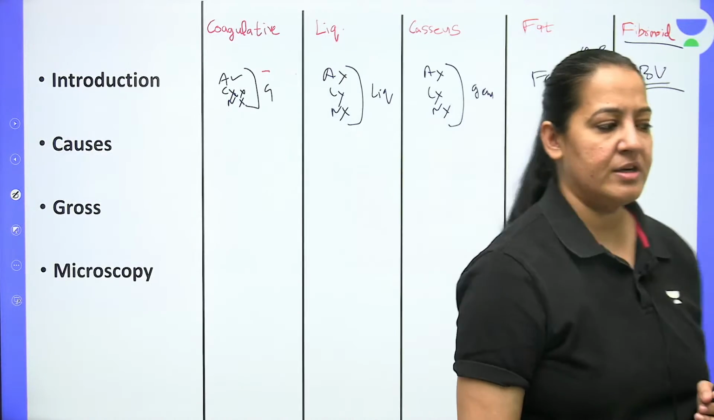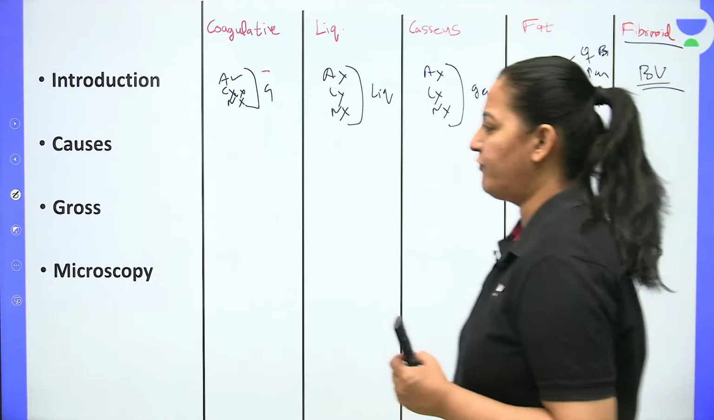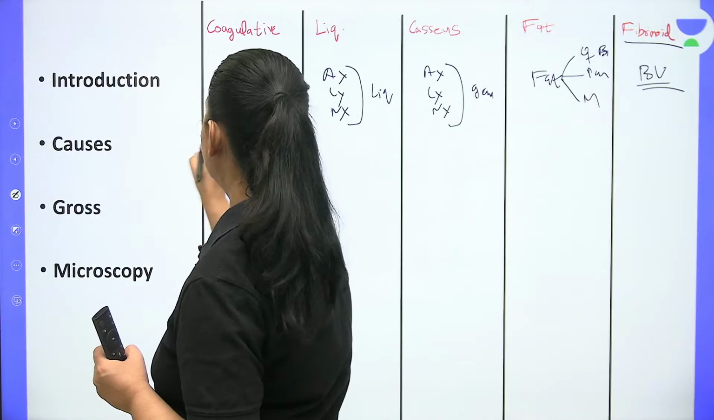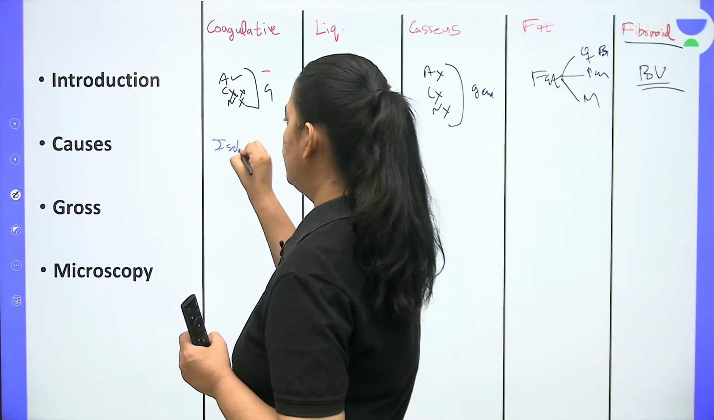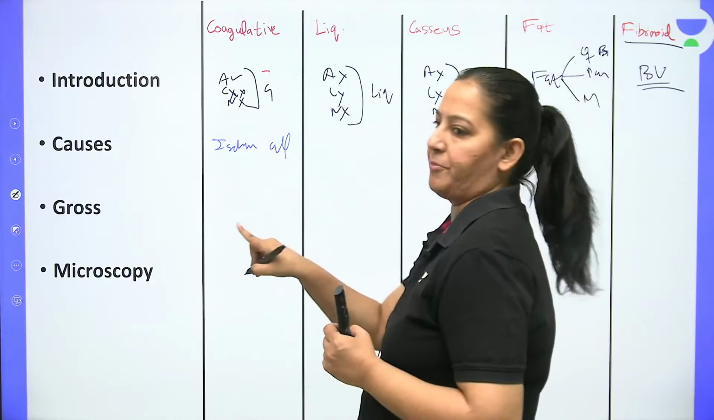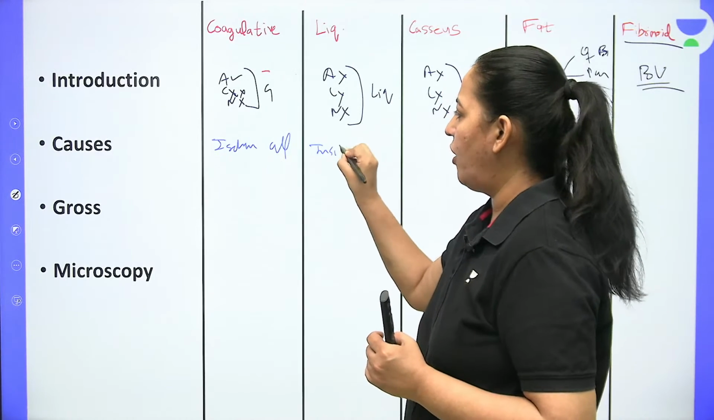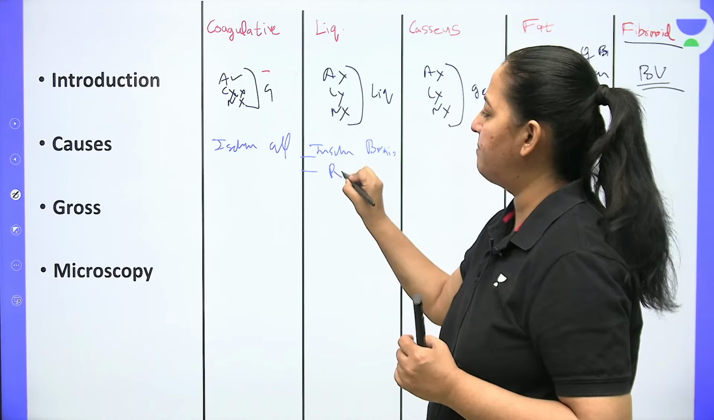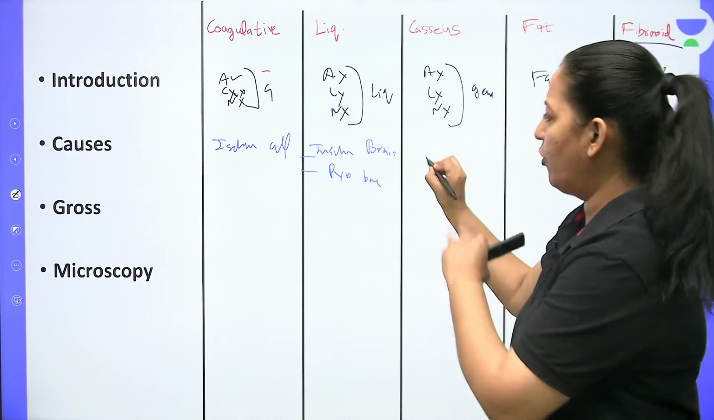Yes, after the definition, I would like to write the causes. Can anyone of you help me with the causes? You must help me with the causes. What are the causes? Here the cause is ischemia. Ischemia of all organs except brain. Here ischemia of brain. Here ischemia of brain along with pyogenic bacterial infection.